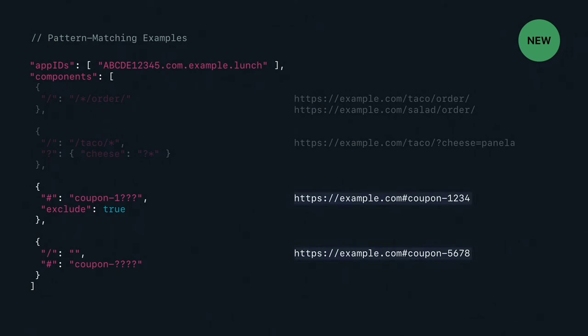The fourth and fifth URLs look very similar, but there's a good reason for that. My website also has lots of 4-digit coupon codes that the app can handle, but if they start with a 1, I want them to stay in the browser. Because the operating system is going to look at the available patterns from top to bottom, we'll first mark coupon codes starting with a 1 as excluded. This tells the system to stop looking here if it finds a match, but not to open the URL as a universal link. Then, any other coupon will match the fourth and final components dictionary.